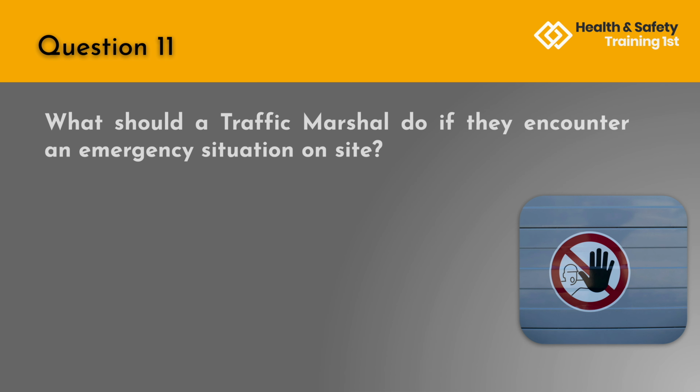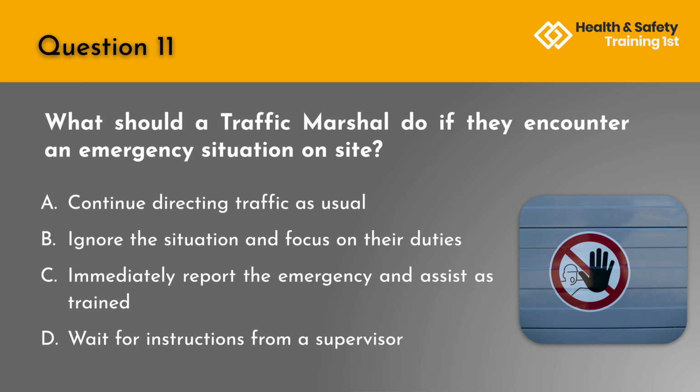Question 11. What should a traffic marshal do if they encounter an emergency situation on site? A. Continue directing traffic as usual. B. Ignore the situation and focus on their duties. C. Immediately report the emergency and assist as trained. Or D. Wait for instructions from a supervisor.